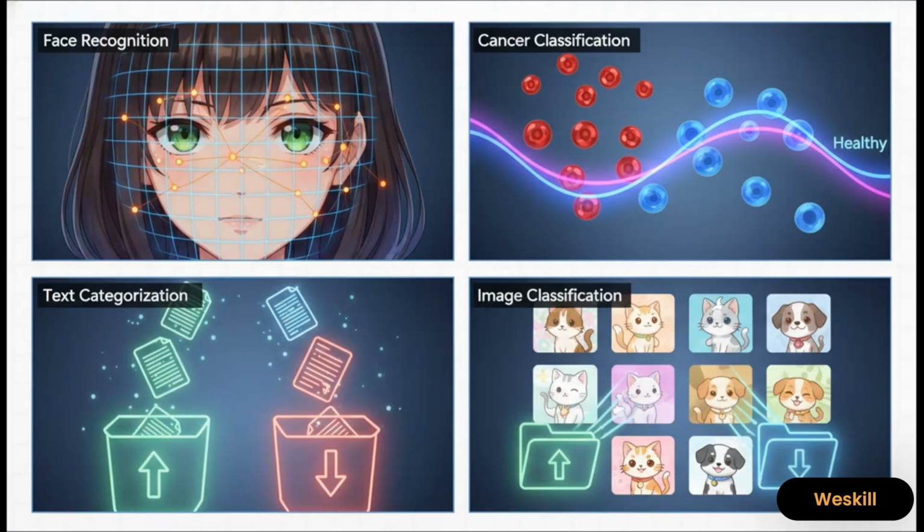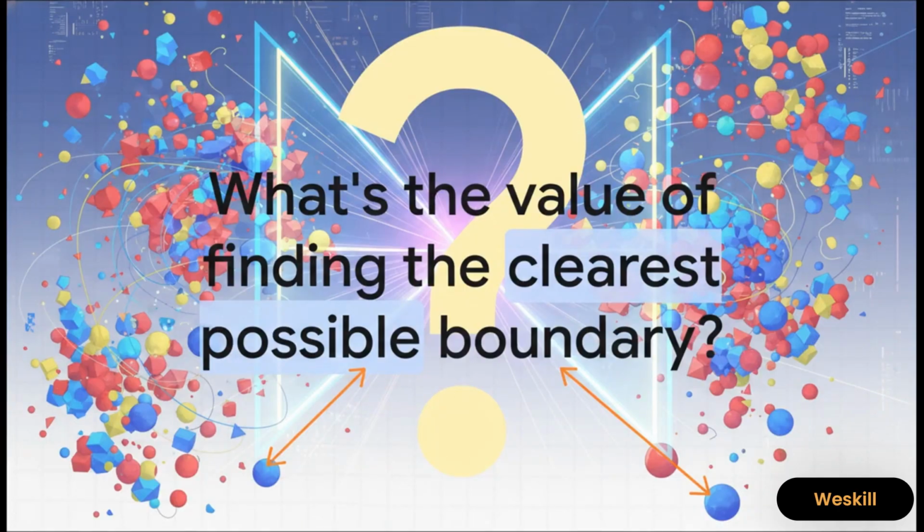Because this concept of finding the clearest boundary is so powerful, you see SVMs pop up everywhere. They're used in facial recognition systems to tell one person's face from another. In medicine, they're helping to classify cells as cancerous or benign. They're used to categorize news articles and to sort all kinds of images. Pretty much any problem that boils down to finding a clear boundary between groups is a perfect job for an SVM. And that kind of leaves us with one final thought to chew on.